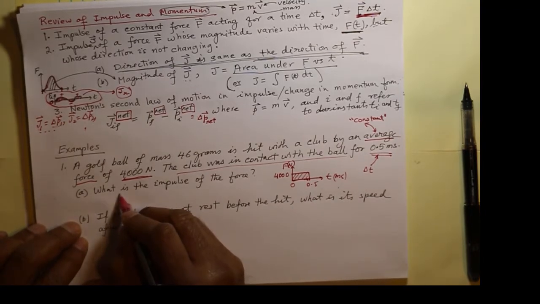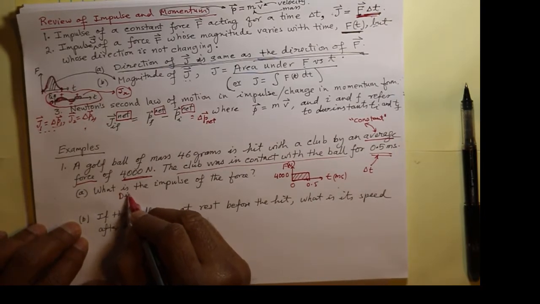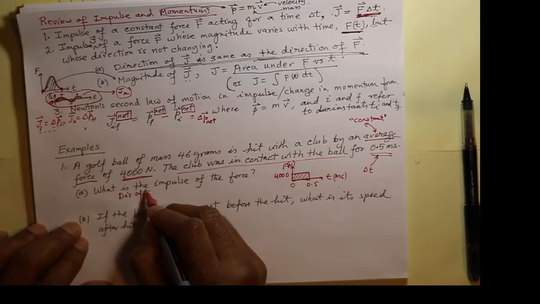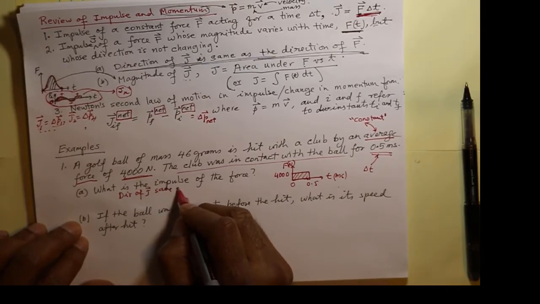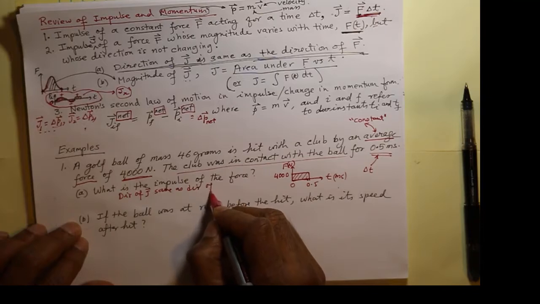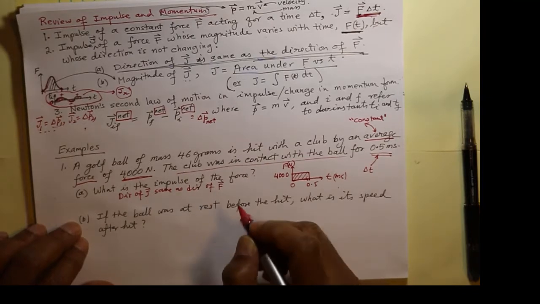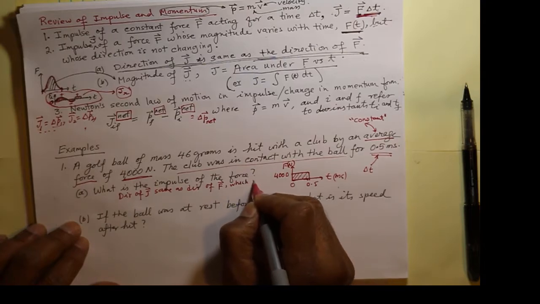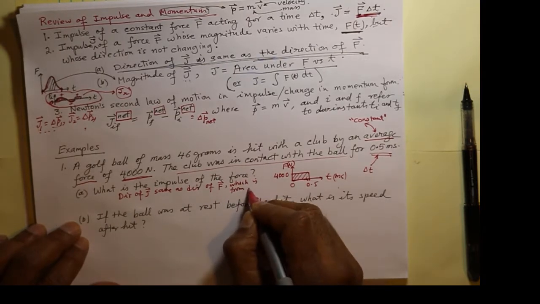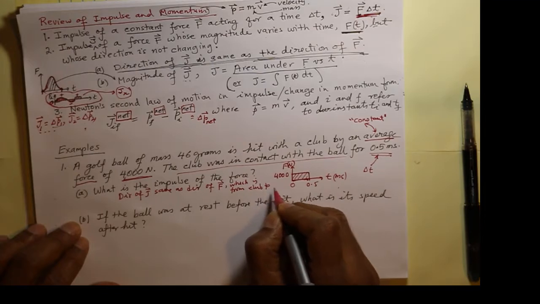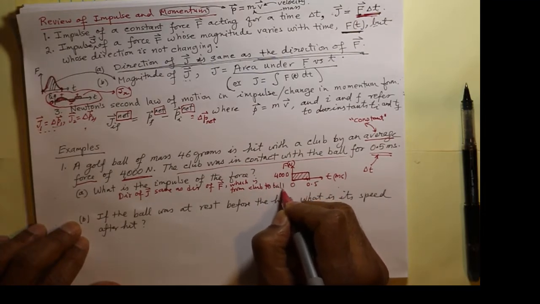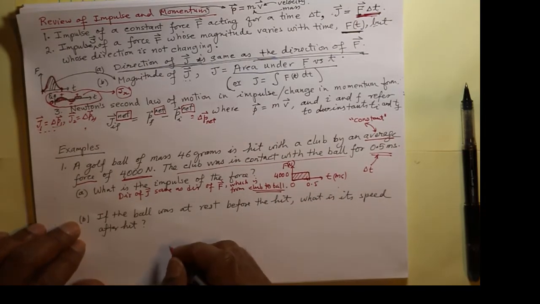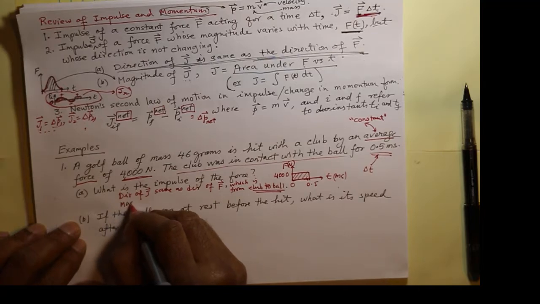So we'll have the two pieces of information: the direction of J is the same as the direction of F, which is from the club to the ball, that direction. How about the magnitude?